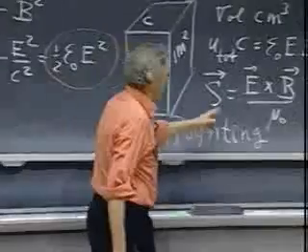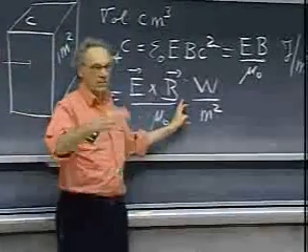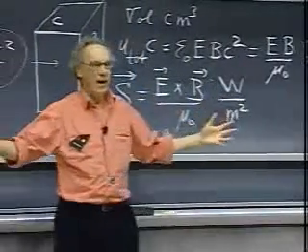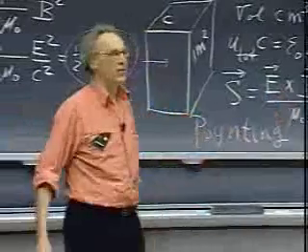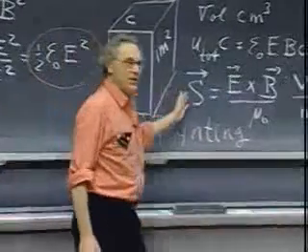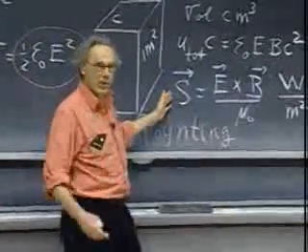Now, E and B are changing with a frequency omega, cosine omega t or sine omega t. And so S is changing with the cosine squared of omega t.